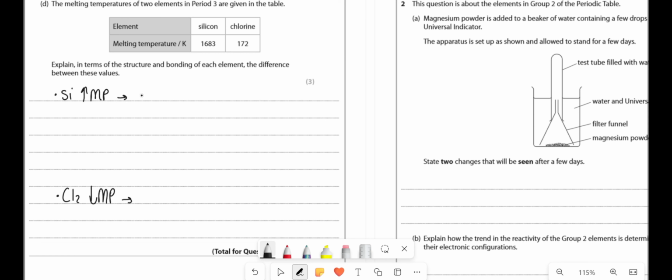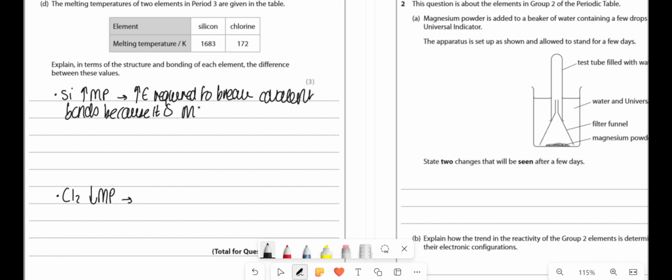If it has a higher melting point, it means that there's more energy required to break. And then we need to think what bonds are in silicon. So it's a giant covalent structure, or macromolecular. So it means you need more energy required to break the covalent bonds, because it is macromolecular.